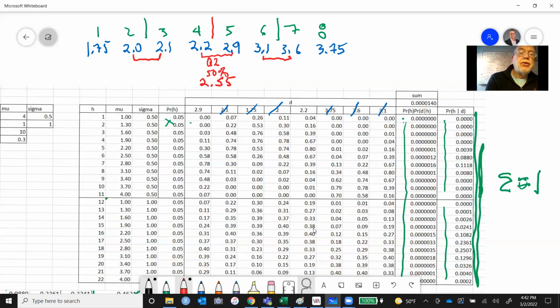This is called Q1. It's the 25th percentile because 25% of all the data, which is 2 out of 8, is below this number. And this number is 2.05. And 75% is below this number up here, which is called Q3. And the average of 3.1 and 3.6 is 3.35. Okay, so we have almost everything we need.